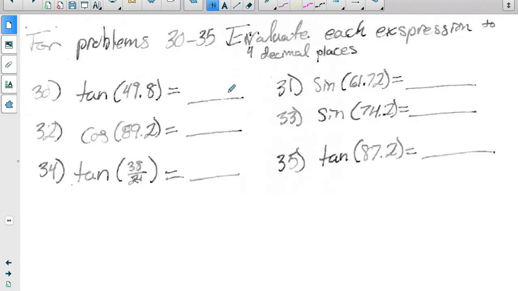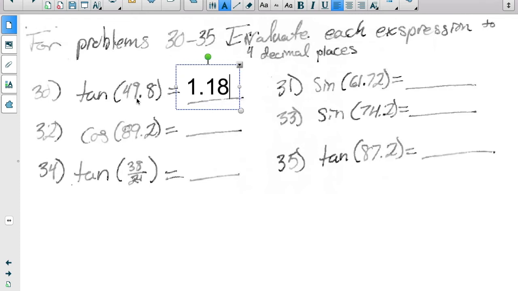Okay, so that brings us to 30 through 35. Now these here are not that bad. Evaluate each expression to 4 decimal places. So tangent of 49.8, if I want to find this here, we can grab the calculator, the TI-30XS, hit tangent 49.8, hit enter, and it'll tell us that this is 1.1833.